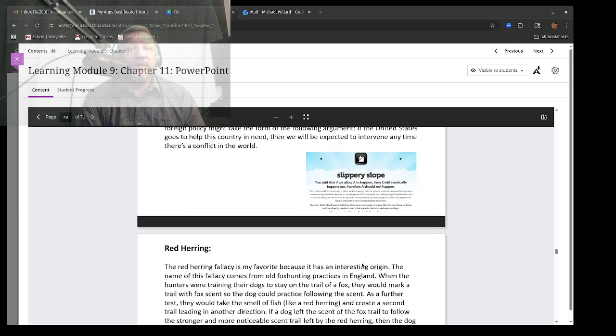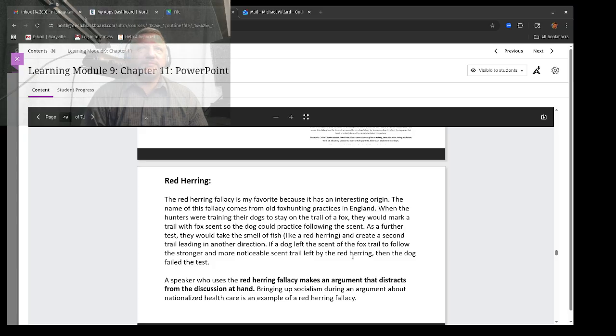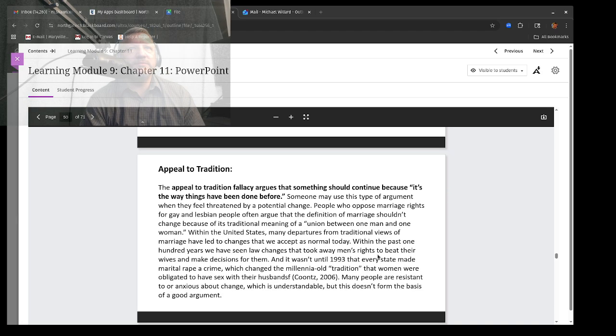Doggone it. All right, I got more to go. Red herring. I love this one, but I'm not going to go over tons of it because I realize I still have a third of my slides, and then we're closing in on the 54-minute mark. Red herring makes an argument that distracts the people from the discussion at hand. It's like calling somebody a communist or something, rather than discuss the actual topic.